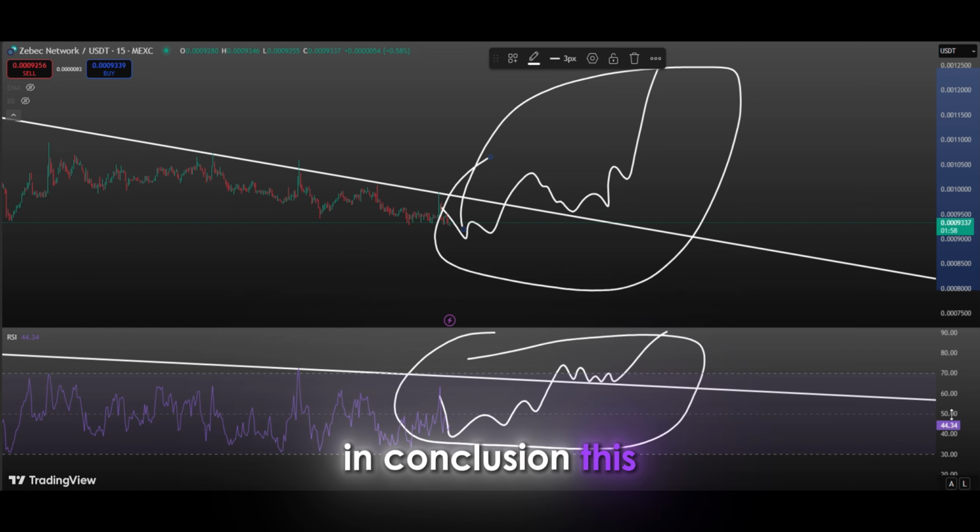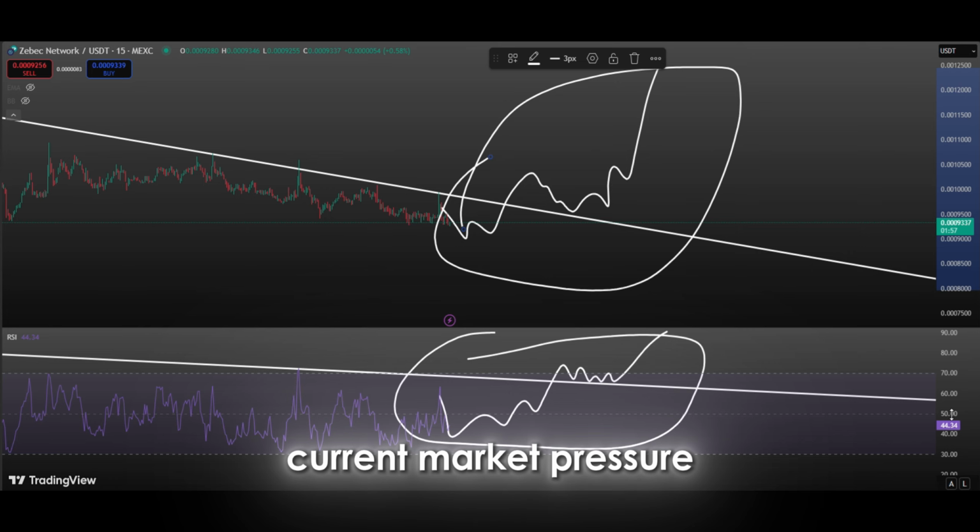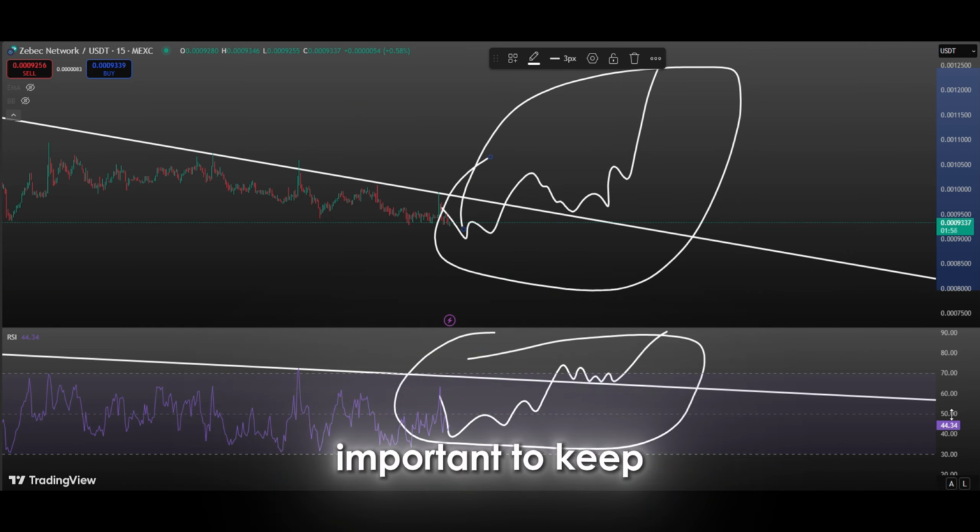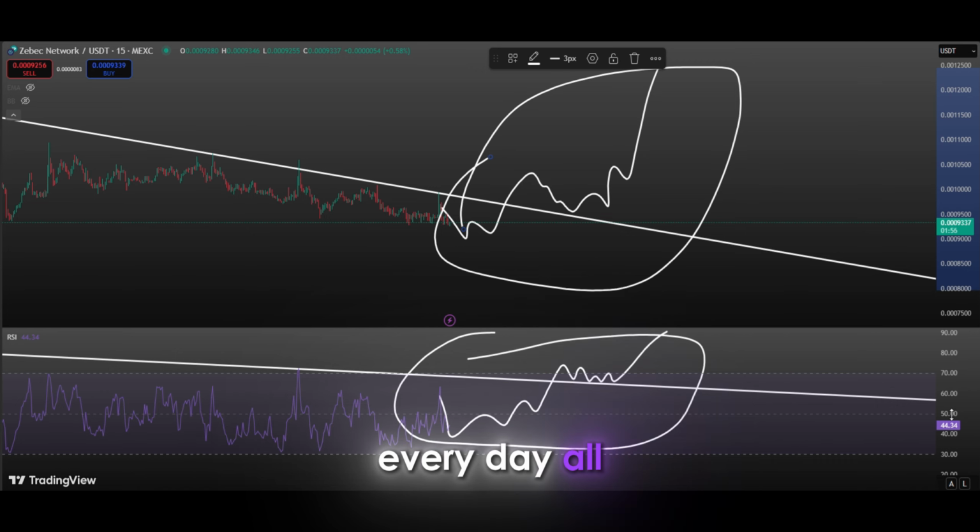In conclusion, this downtrend structure in the RSI is an important representative of the current market pressure. However, it is important to keep in mind that the probability of a breakout is getting stronger every day. All eyes are now on the RSI's next move to this critical trend line.